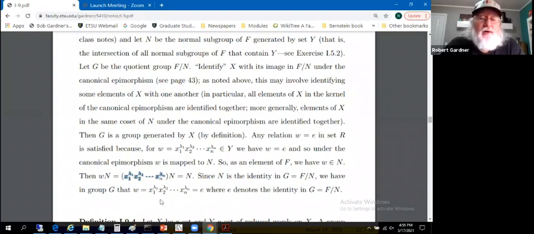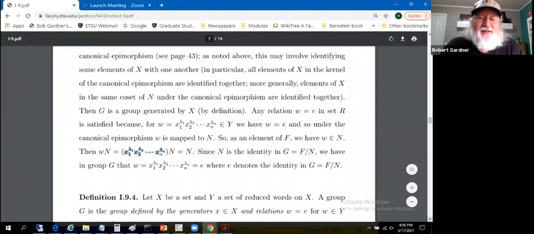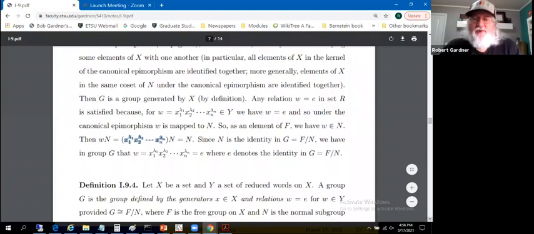So we have W equals the identity under the above identifications, and E is denoting the identity in the quotient group. It's capital N. That's what we mean by that. So the identification with that word is with capital N.